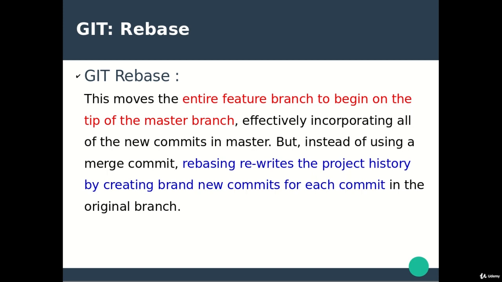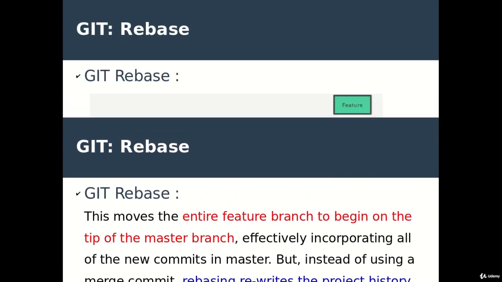Git rebase moves the entire feature branch to the beginning of the tip of the master branch. So when you are doing the rebase, Git will pick up all the changes from your feature branch and keep them on top of the master branch, effectively incorporating all the new commits in the master. But instead of using a merge commit, rebasing is rewriting the project history by creating brand new commits for each commit in the original branch. Let's try to understand it.